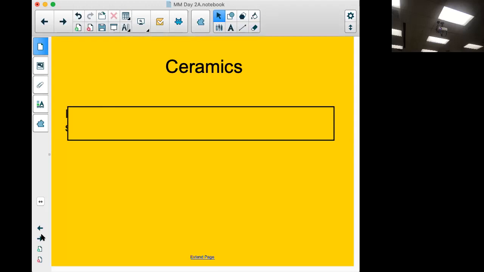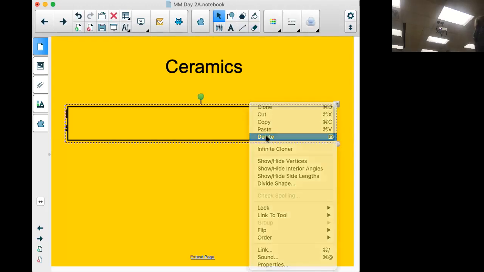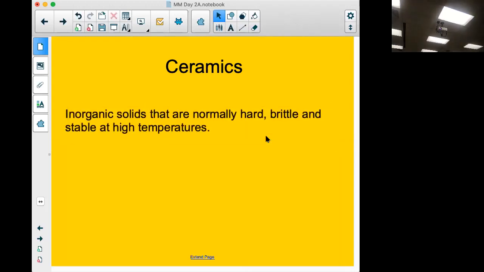Ceramics. Now, ceramics are defined as inorganic solids that are normally hard, brittle, and stable at high temperature. Again, what does organic mean? We talked about it yesterday. Carbon-based. So inorganic, no carbon. So structures that in general do not have carbon-based compounds inside of them. Okay?